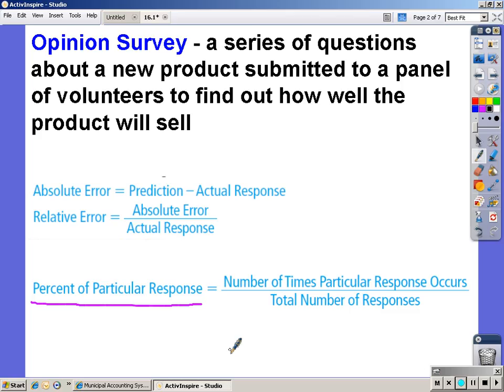And then your second and third formulas are absolute error equals prediction minus actual response, and relative error equals absolute error divided by actual response.